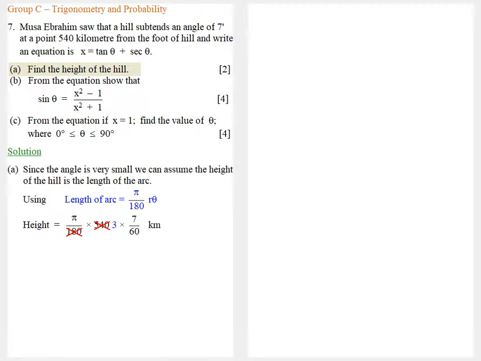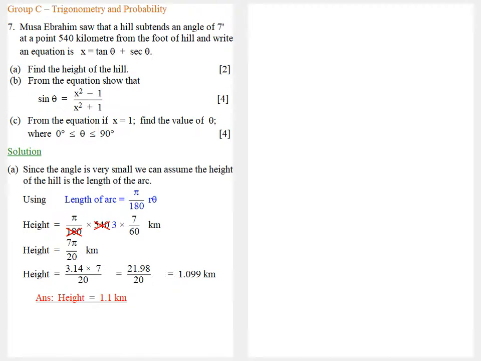Now the 180 cancels with the 540 to give 3. That 3 will also cancel with the 60. So we'll end up with 7 pi over 20 kilometers. If we take pi as 3.14, we get the height is 3.14 times 7 over 20, which works out to be 21.98 over 20, or 1.099 kilometers. So the height, rounded off to one decimal place, is 1.1 kilometers.